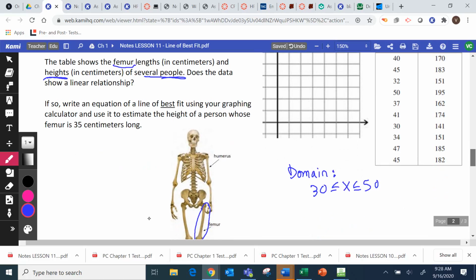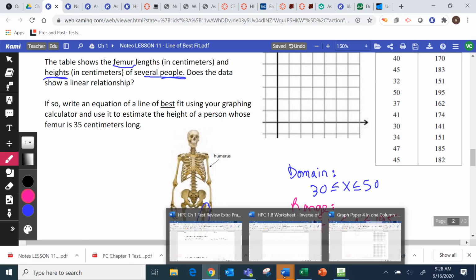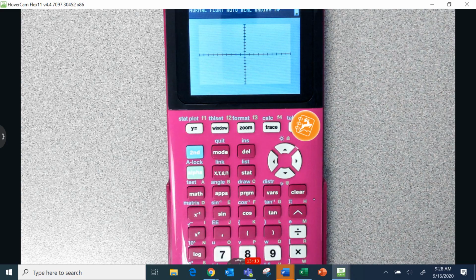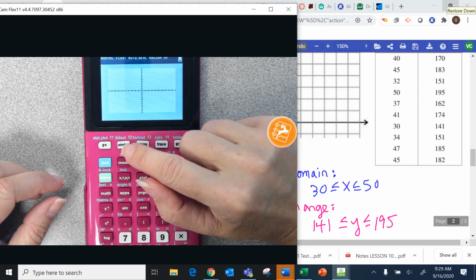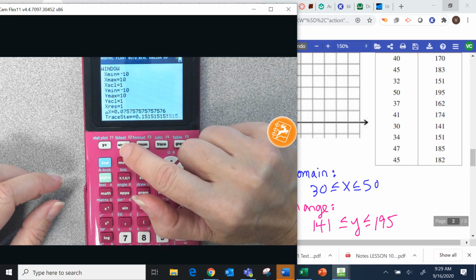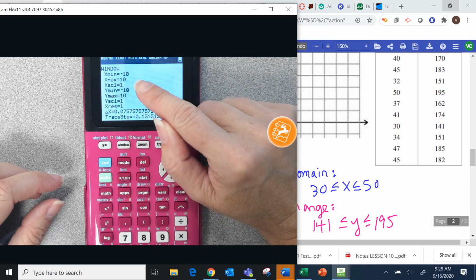What about my range, my Y values? What's my lowest Y? Is it 141 or did I miss one? What's the highest one? 195? Is there higher than that? Nope, that's 195. Okay. So with that information, when I go to my graphing calculator, my window right now, if you hit the window at the very top, it's telling you that it's going from negative 10 to positive.